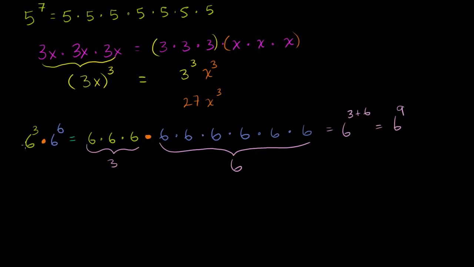When we take exponents, in this case 6 to the third, the number 6 is the base. We're taking the base to the exponent of 3. When you have the same base and you're multiplying two exponents with the same base, you can add the exponents.